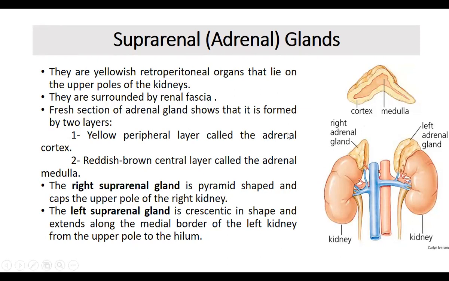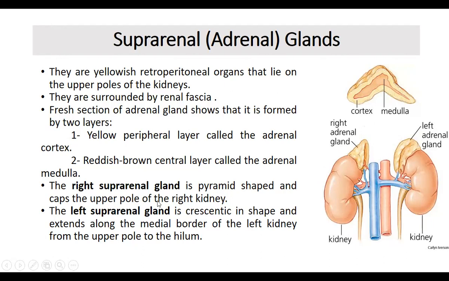The right suprarenal gland, if you see anatomically, is pyramidal in shape. So if you see here, it looks like a pyramid, the right side suprarenal gland. But the left, if you see, is not a pyramid, it is crescentic in shape. So there is a difference in the shape between the right and the left. If you see pyramidal shape, it will be the right adrenal gland, and if you see the crescentic, crescent means half moon shape, then it will be the left adrenal gland.